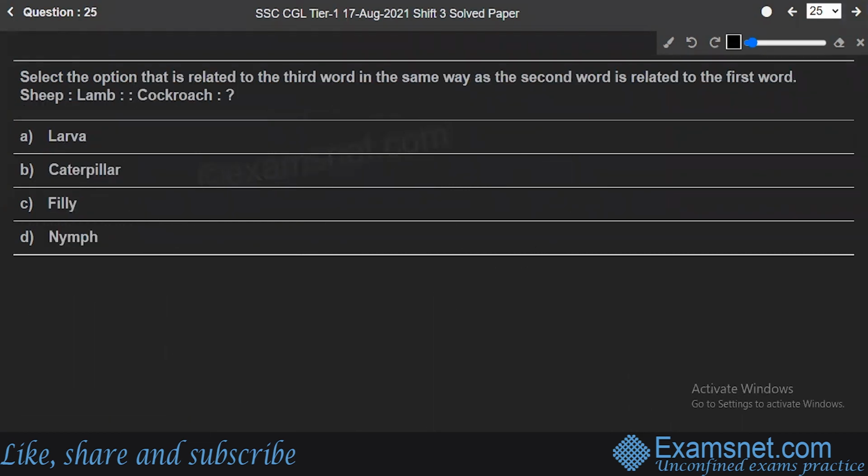Question number 25 says select the option that is related to the third word in the same way the second word is related to the first word. So there is some relation between these two words. The same relation should be applicable in the last two words also. If I'm looking at the words sheep and lamb, lamb is the youngest version of a sheep.